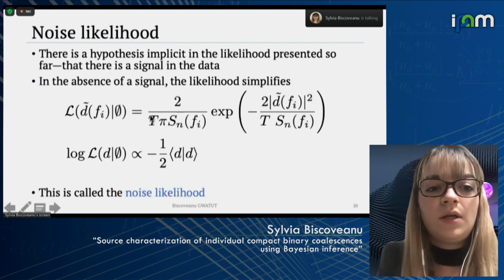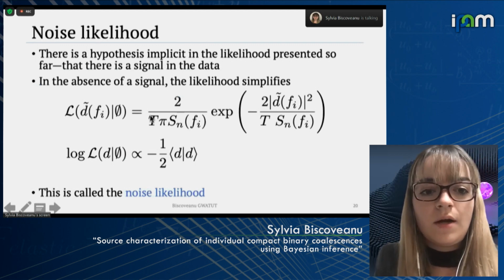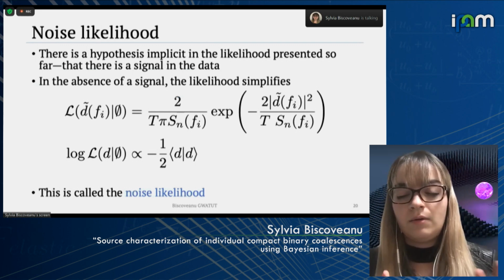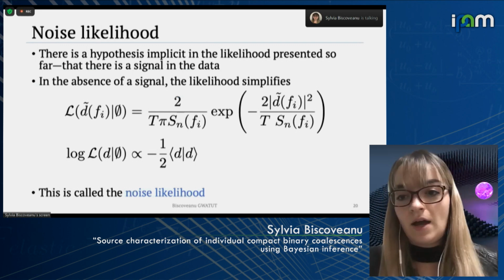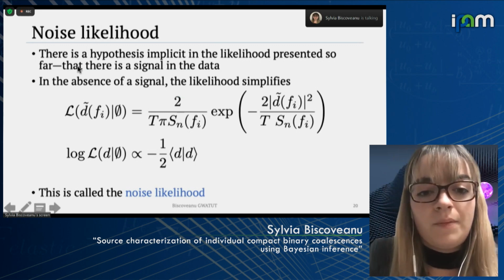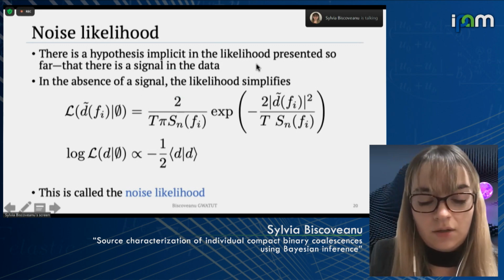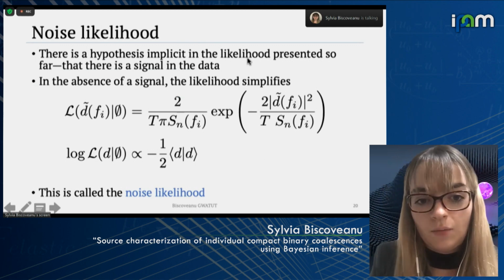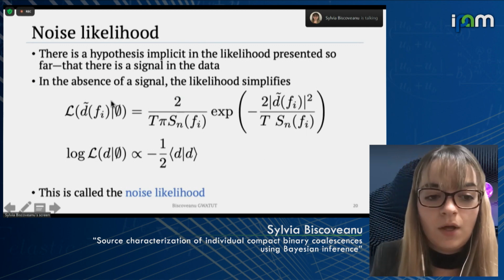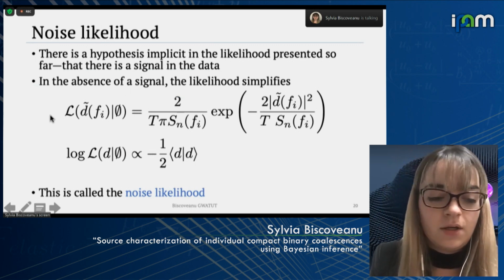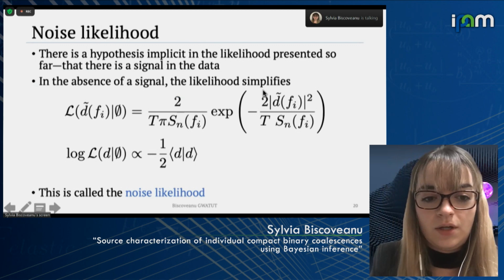Okay, and then we need one more piece here. So far there's been an implicit hypothesis in the likelihood that we've written down, and that is that there actually is a signal in the data. So we need something for the H. If there actually is no signal, then the likelihood just simplifies. You set H to 0, and you end up with this expression, which I will denote with the empty set. So this is our noise likelihood.